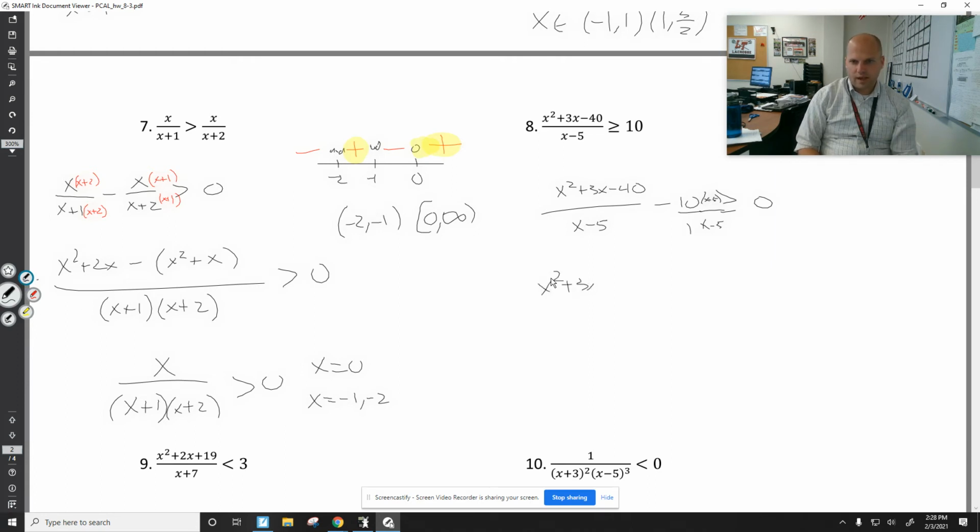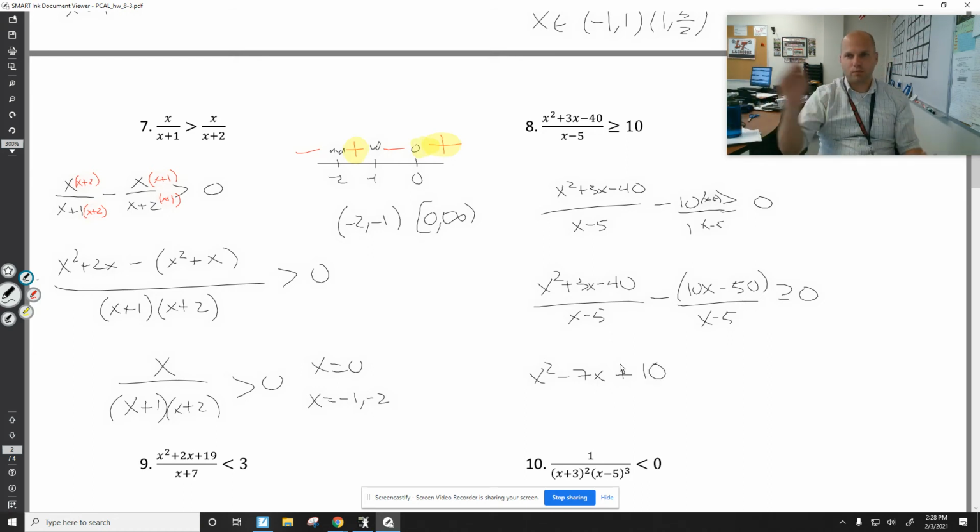This is x squared plus 3x minus 40 over x minus 5 minus 10 times x minus 5. You can distribute the 10. It's 10x minus 50 over x minus 5. Now, since we're subtracting this, you've got to distribute the negative. So this would be x squared plus 3x minus 40 minus 10x. 3x minus the 10x is negative 7x. And negative 40 minus negative 50 ends up being plus 10. Negative 40 minus negative 50 is negative 40 plus 50. That's over x minus 5.